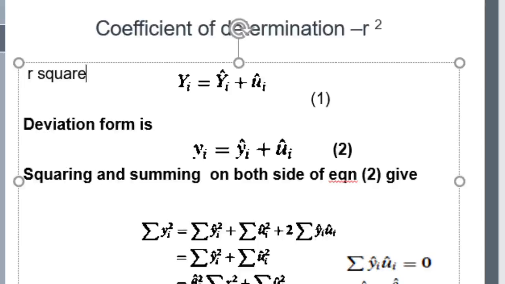And we can also make use of another property, namely yi cap equal to beta 2 cap xi. Then we can substitute yi cap square equal to beta 2 cap square sigma xi square. Since yi cap is beta 2 cap xi, this can be written as beta 2 cap square sigma xi square plus sigma ui square. Or simply we can say sigma yi square equal to sigma yi cap square plus sigma ui cap square.